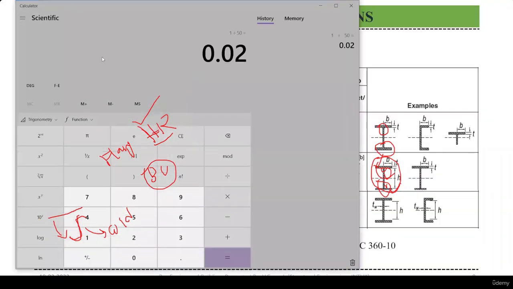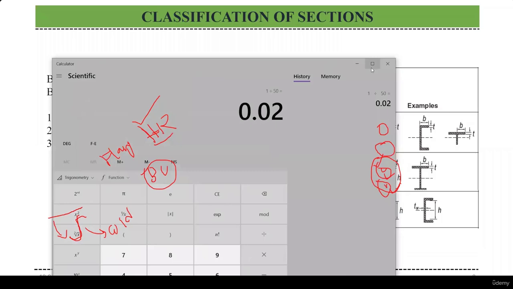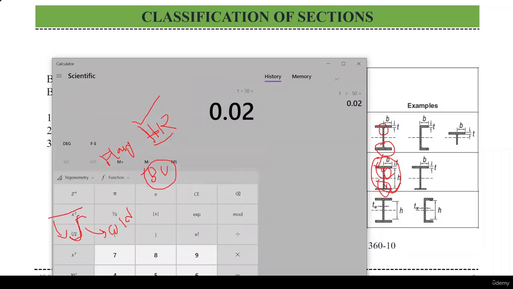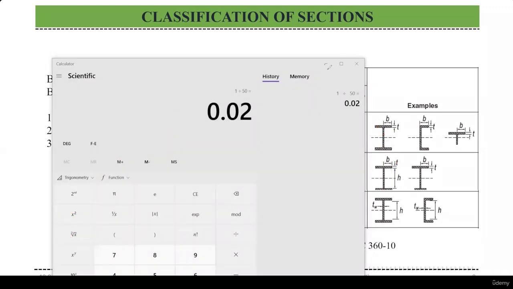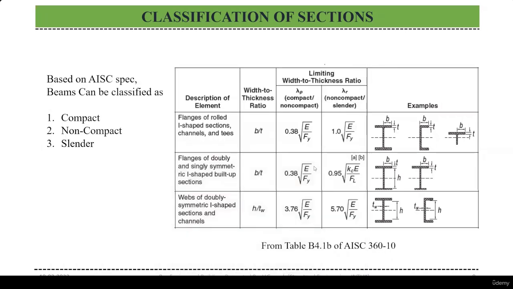Sir, one question, sir. Sorry, yes, tell me. Can you differentiate the compact, non-compact? Yes, for sure. Basically, just a minute. Yeah.